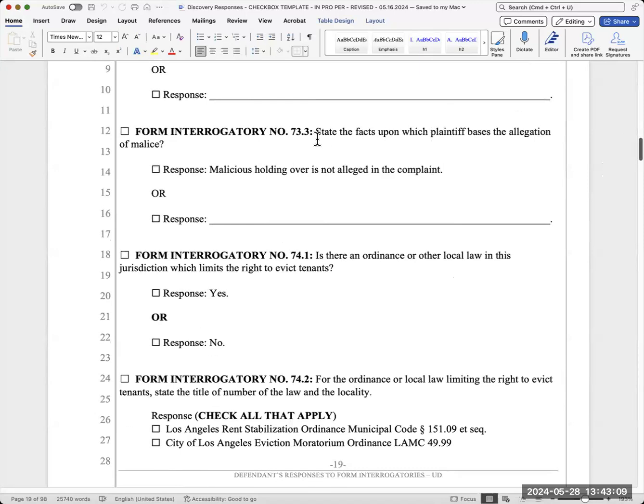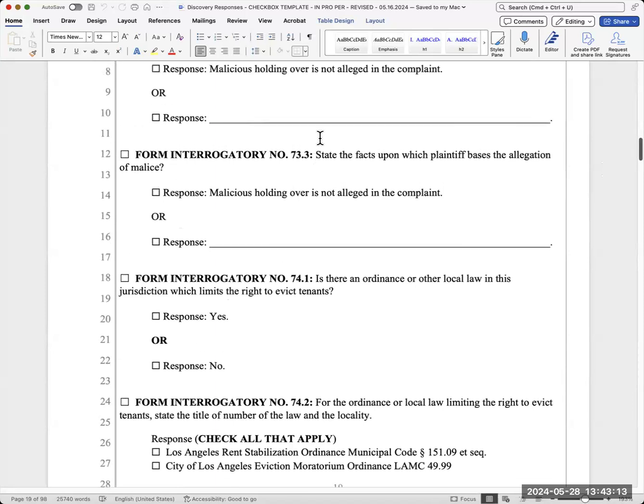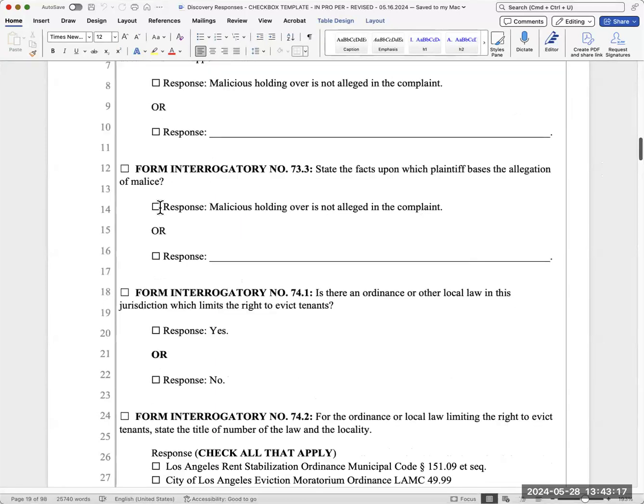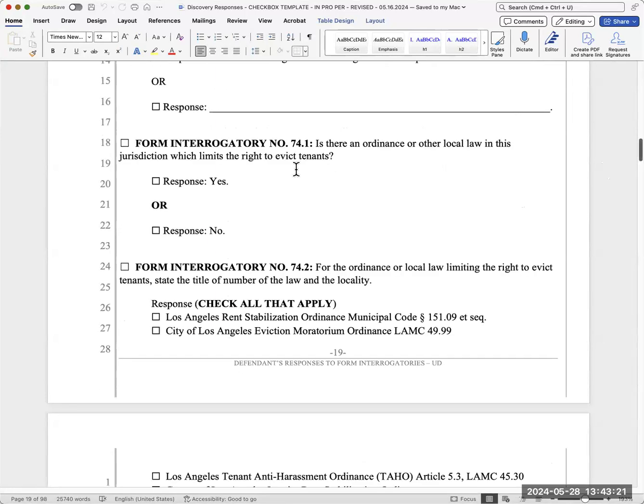73.3, state the facts upon which plaintiff bases the allegation of malice. Okay, if it's not alleged in the complaint, check here. Otherwise, answer here. 74.1 is a new category. Is there an ordinance or other local law in this jurisdiction which limits the right to evict tenants? This is a yes or no question.